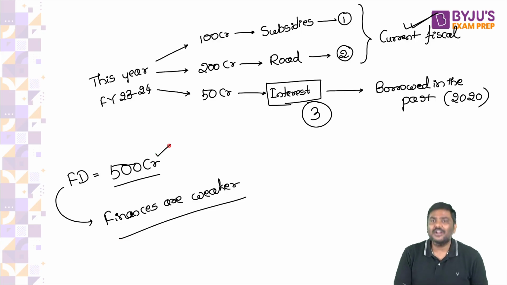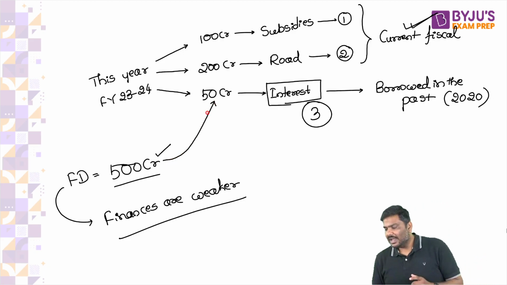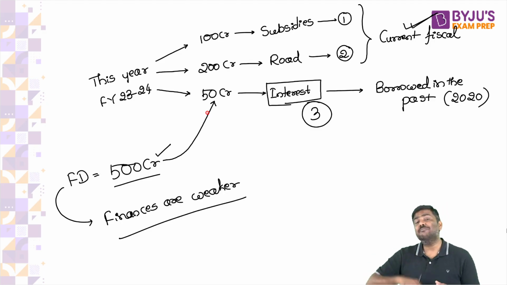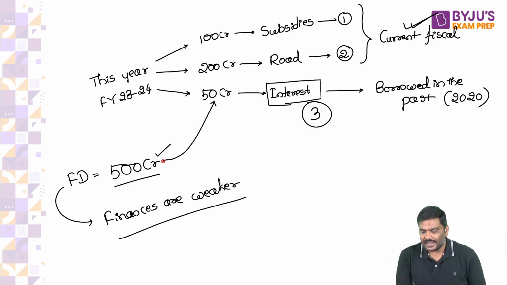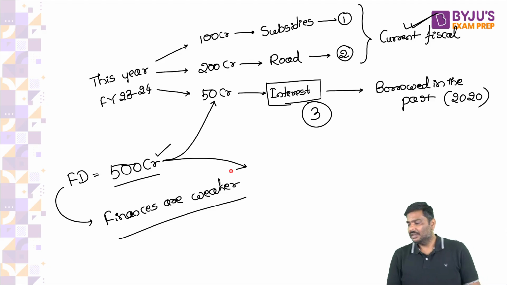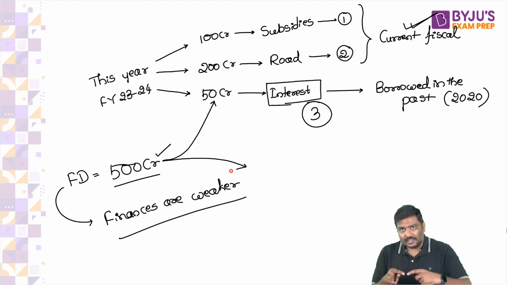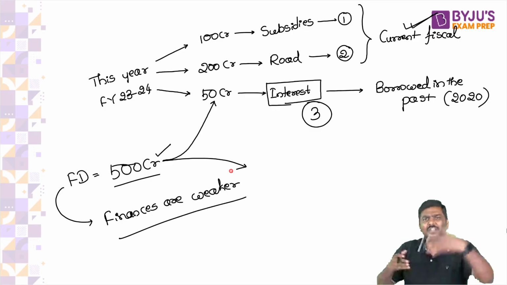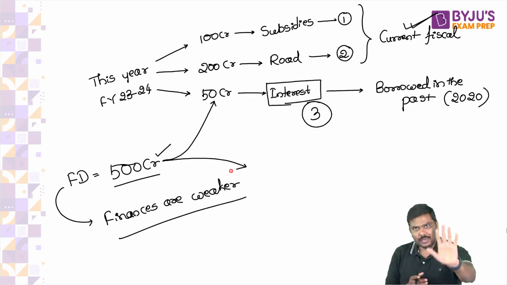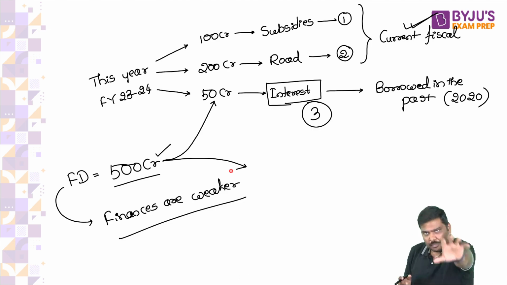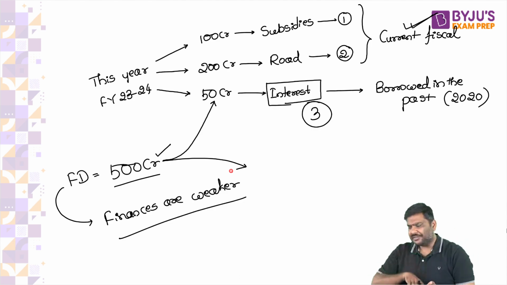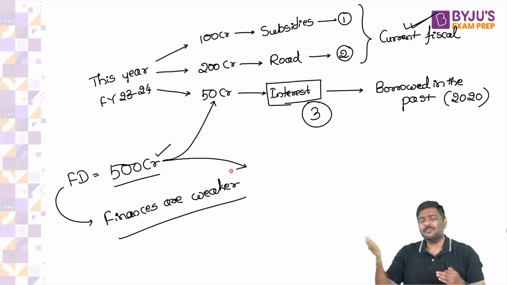Out of this 500 crore rupees, how much money is being spent by the government for current year activities and how much money is being spent for past year activities? Can I divide it like this? Out of this 500 crore rupees, how much money is being spent? Because obviously you are borrowing money for spending purposes only. Anybody has a problem with this? Will you borrow money to keep in your pocket? Of course, no. You will borrow money for spending purposes only.